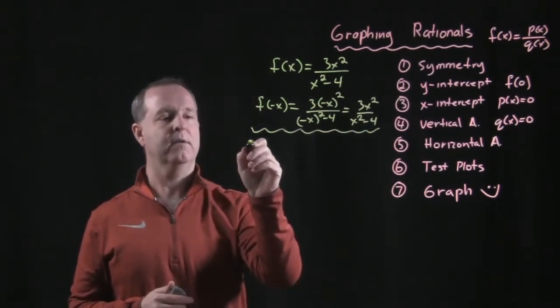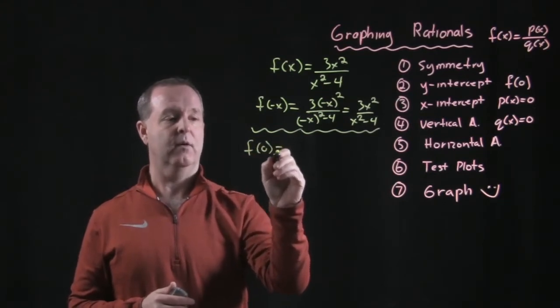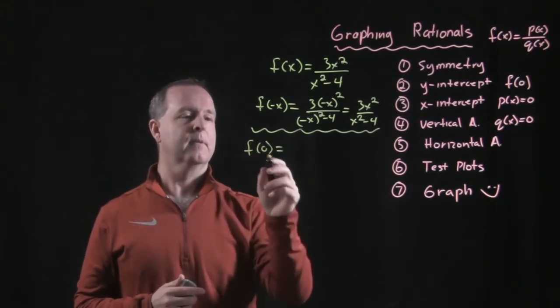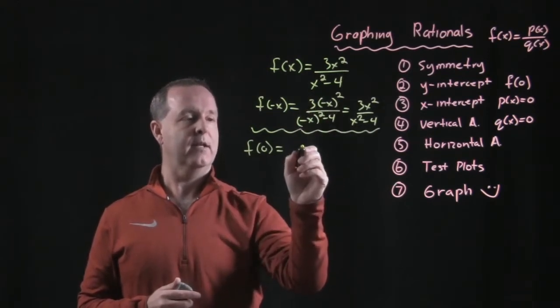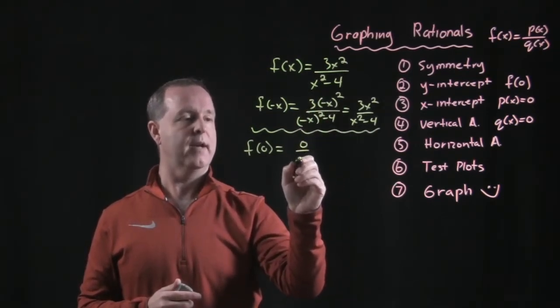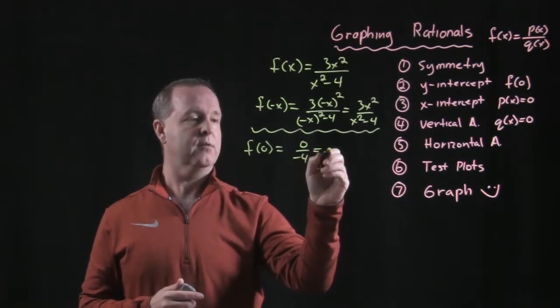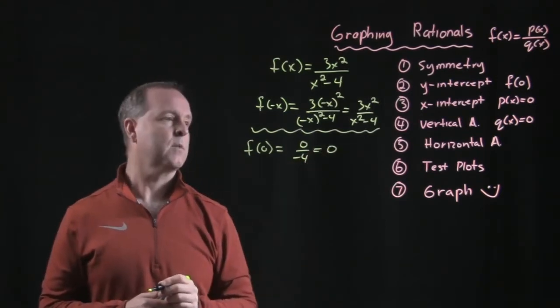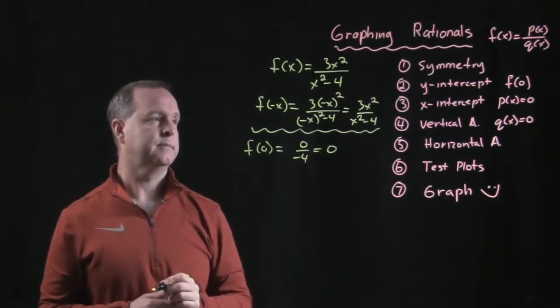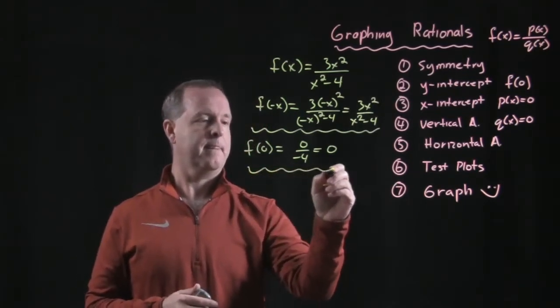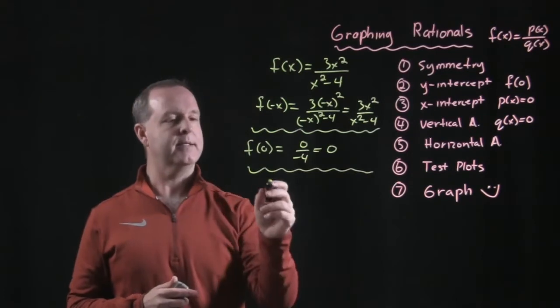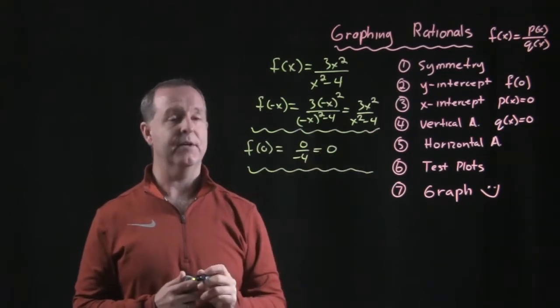Where is this value equal to 0? So 3 times 0, that looks like it just crashes down to 0 over negative 4, which equals 0. So I do have a y-intercept at the point (0, 0). That's my step 2. Step 3, looking for the x-intercepts.